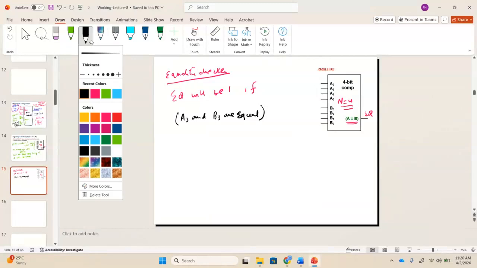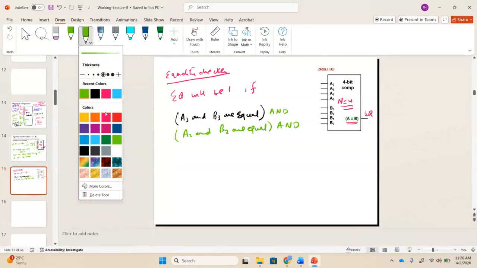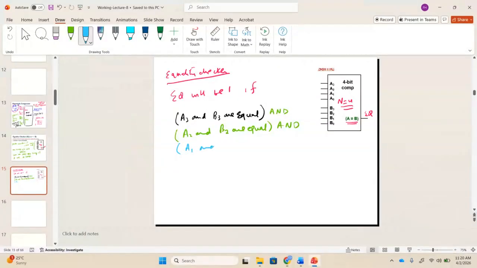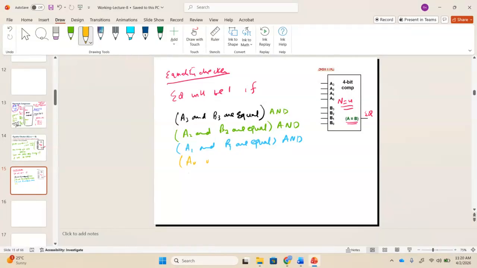And now we have an AND condition: and a2 and b2 are equal, and a1 and b1 are equal, and a0 and b0 are equal. Any question? Got it or not got it?